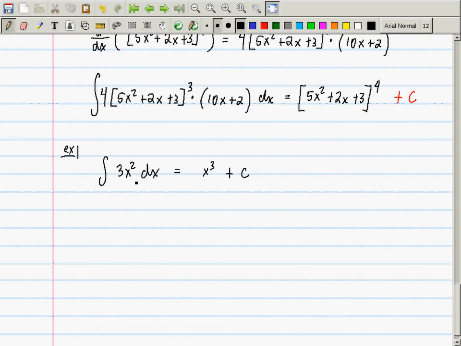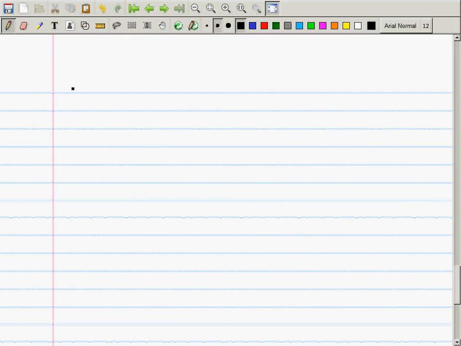What's the name of that derivative rule? The power rule, right? So then what we need is a mechanism to do the power rule in reverse. And that's what we really need. So let's write that down. The power rule.